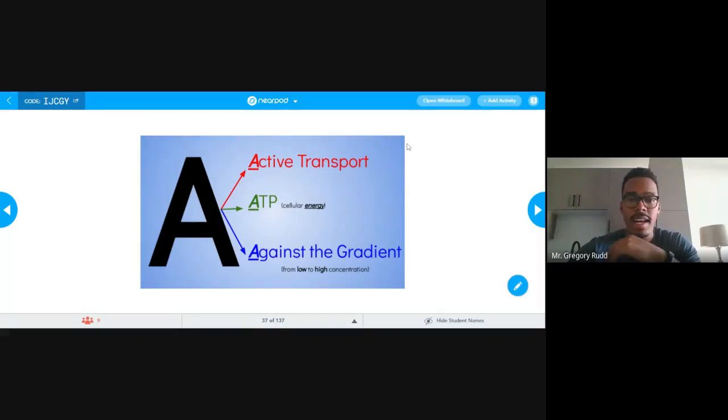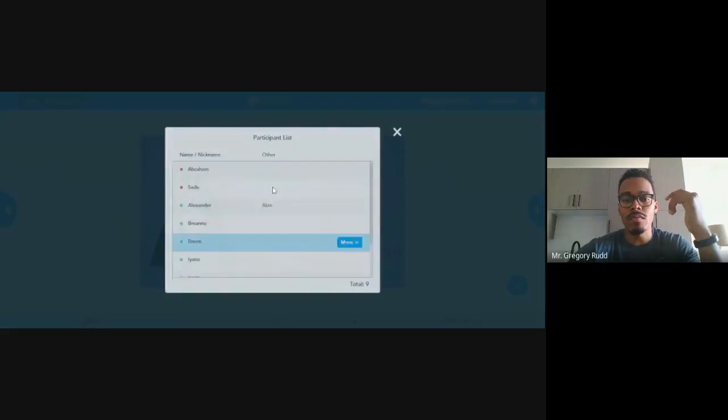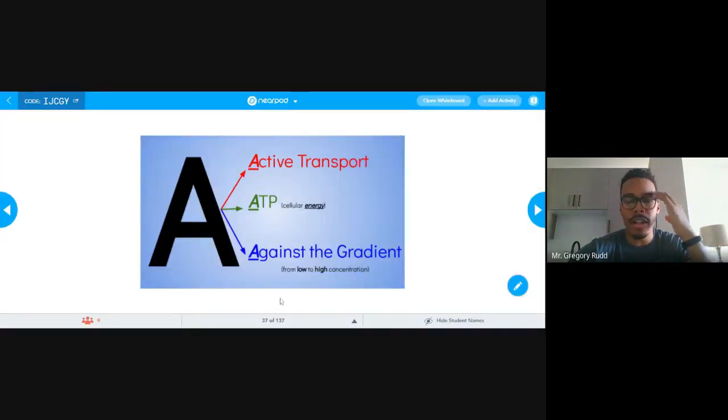So this is a good slide to have. Take a screenshot, take a picture, or you could just quickly write it down. There's not much to write down here. But 3 A's: active transport, ATP, which is, of course, cellular energy, and against the gradient. And that just means from low to high concentration. Typically, things want to roll from high to low. So going from low to high requires going against the gradient. It requires energy.